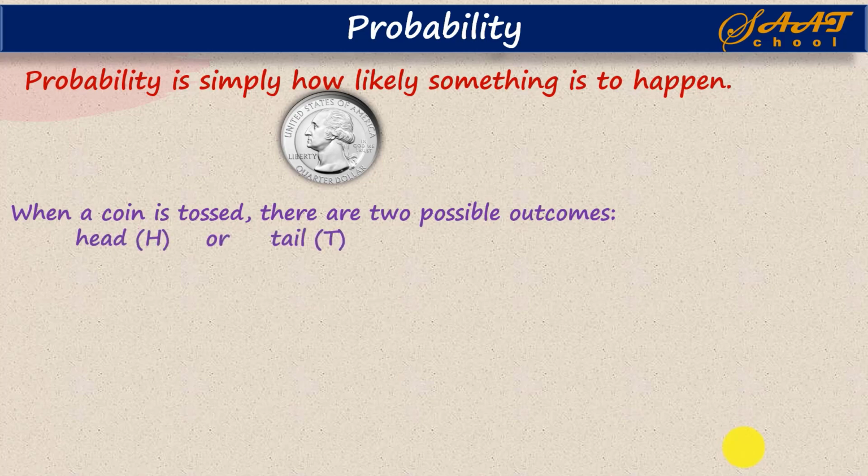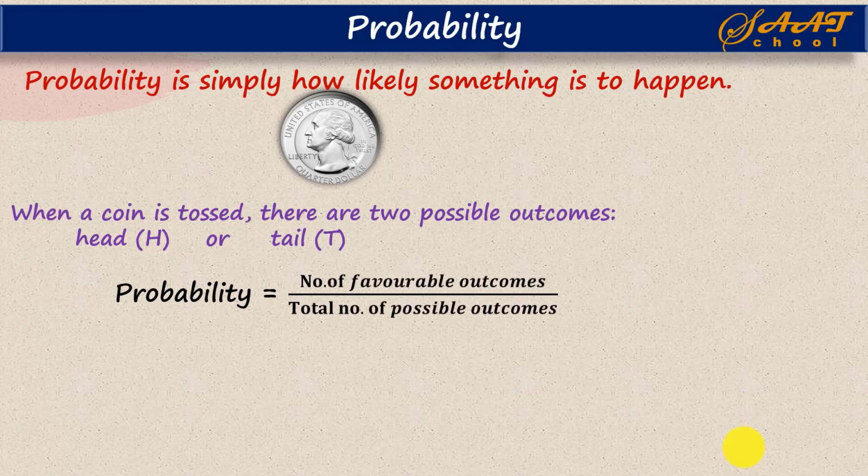Now the question is, if you have to find the probability of getting head or probability of getting tail, how would you find it? We have a relation, and the relation is probability equals number of favorable outcomes divided by total number of possible outcomes. Here favorable outcome for getting head is 1. When you have to find probability of getting head, you are looking for getting head, or you are interested in getting head. In a coin, there is only one head.